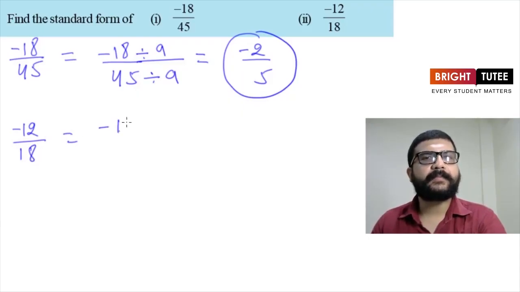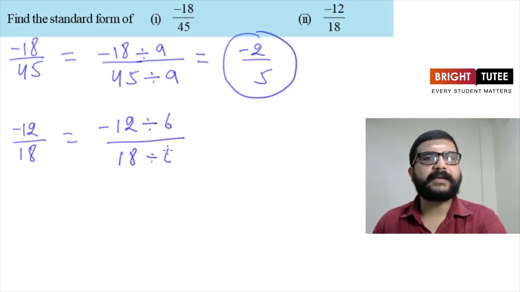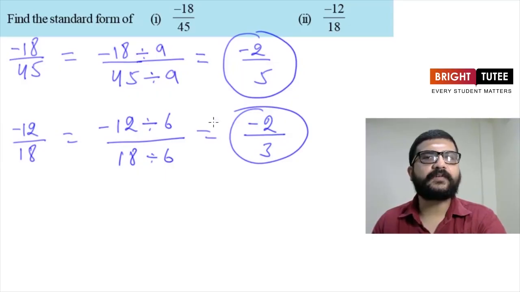So we will get minus 12 divided by 6 upon 18 divided by 6. Now what is minus 12 divided by 6? It is minus 2. Minus 2 upon 18 divided by 6, and that is 3. So therefore the standard form of the second number is minus 2 upon 3. As we can see, there is no common factor between 2 and 3 as they are both primes, and the denominator is a positive integer. So therefore this is the standard form of the given number, that is minus 12 upon 18.